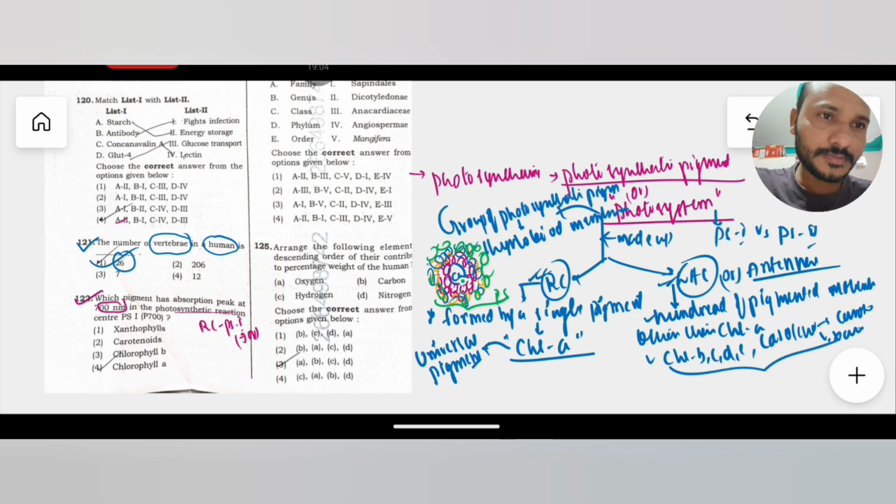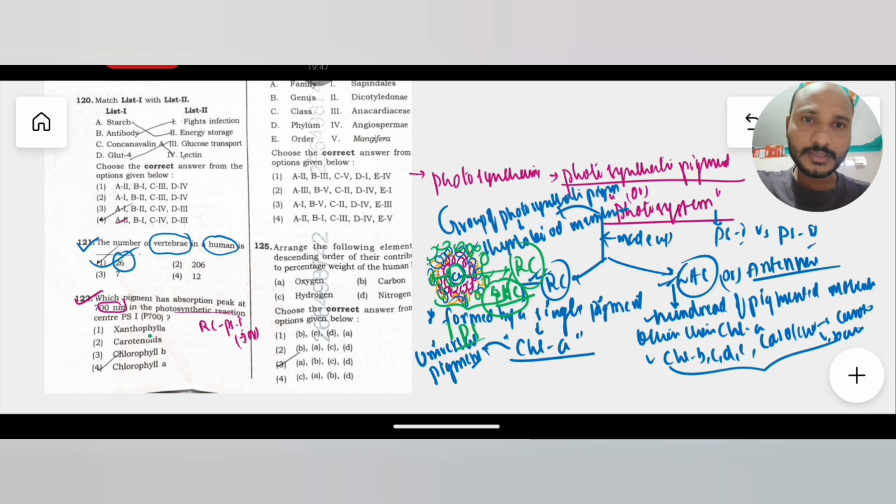In this photosystem, the inner side chlorophyll A makes the reaction center, and the rest of the pigments from here to here, hundreds of pigments around chlorophyll A, together form the light harvesting complex. This reaction center plus the light harvesting complex together form one photosystem. These photosystems are present on the membrane of thylakoid only.